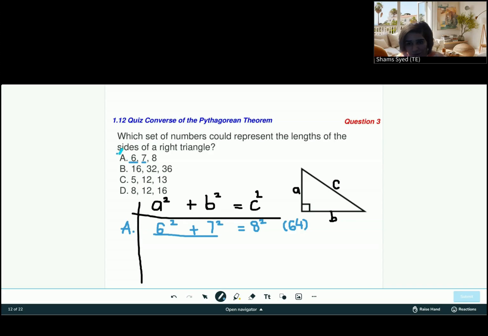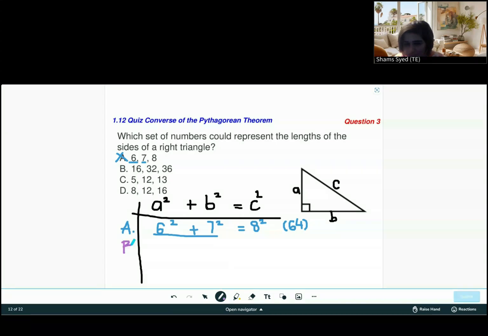It did not equal 64 for me. What did you guys get? For me, Dwayne, it didn't equal 64. It didn't. But I want one that will, right? I'm going to try the next answer. Let's try B.